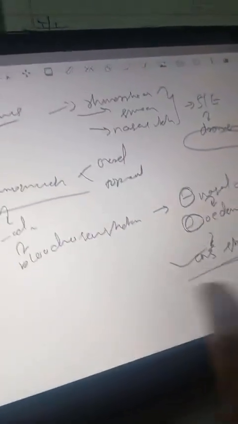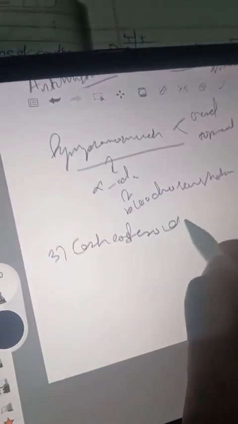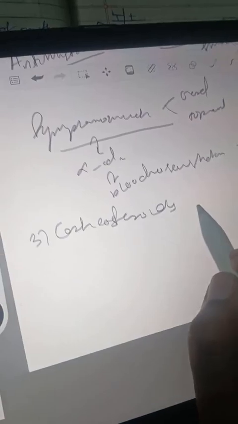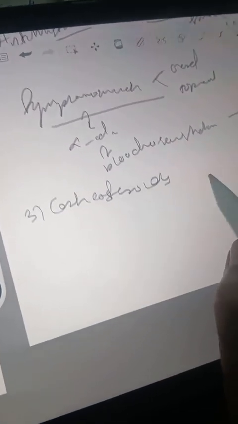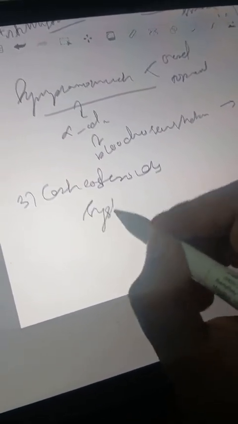Next one being the corticosteroid. So third one being the corticosteroid. What is the use of corticosteroids? Basically, oral corticosteroids are very effective in controlling the symptoms of allergic rhinitis, but the use should be limited because of the several systemic side effects it has.